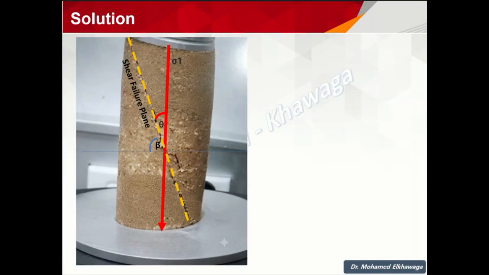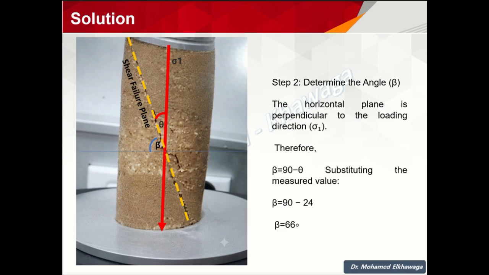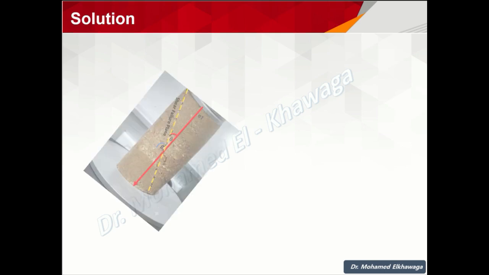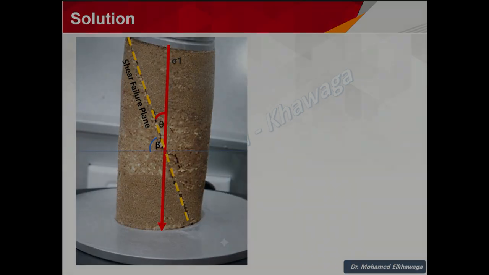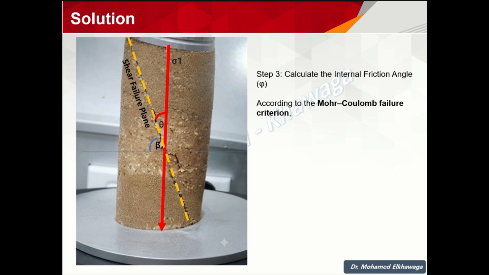Step 2. Next, let's calculate the angle, beta. Because the horizontal plane is perpendicular to the loading direction, beta is simply the complement of the measured failure angle. Since theta is 24 degrees, beta becomes 66 degrees. This value will be used in the next step to calculate the internal friction angle.